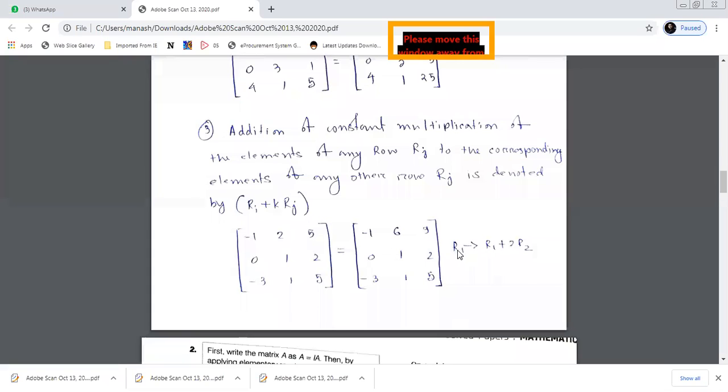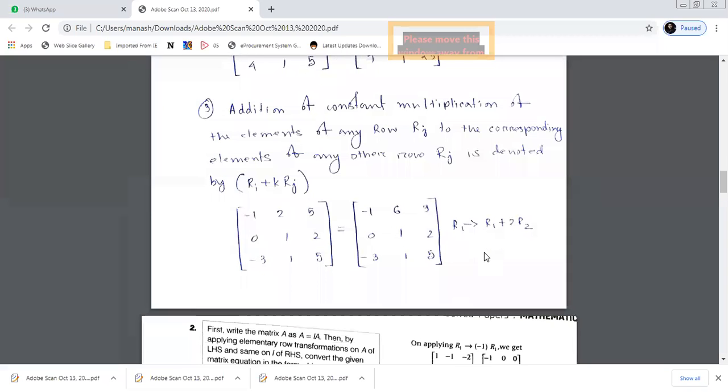Okay, now listen to me. Whenever you are going to change any row with the help of some other row, then you cannot multiply that row with some constant. Here see, this row 1 is changing with the help of row 2. So that's why we cannot multiply row 1 with some constant. Here you can multiply with some constant, no problem. But row 1 cannot be multiplied with some constant. Clear, all of you?